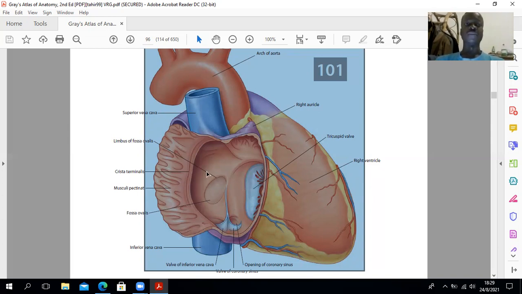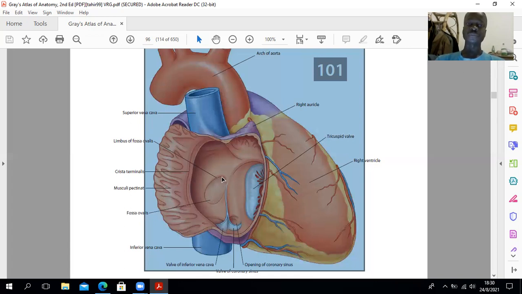And the walls of the right atrium are going to be thinner as compared to the walls of the right ventricle. Also, within this right atrium there are going to be some fetal remnants, to include the fossa ovalis as well as the annulus ovalis. So the fossa ovalis will be a remnant of the foramen ovale.